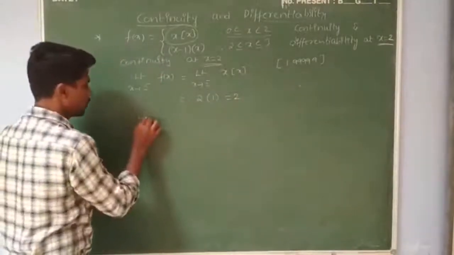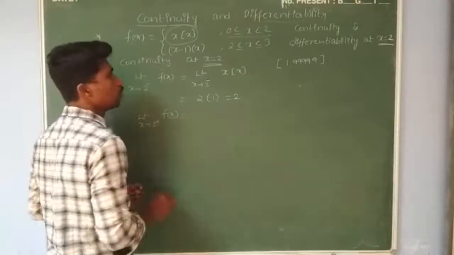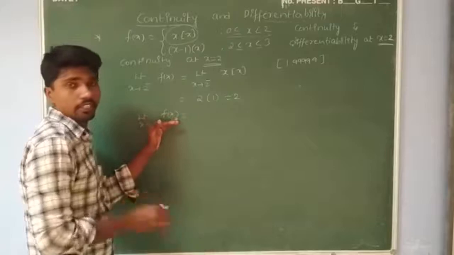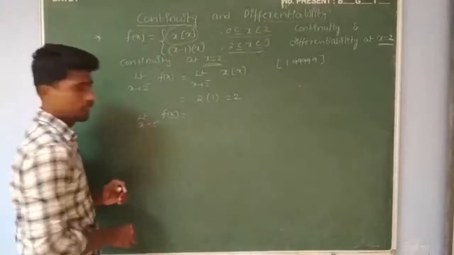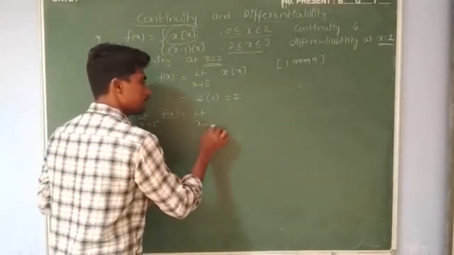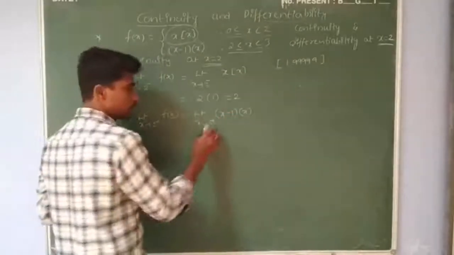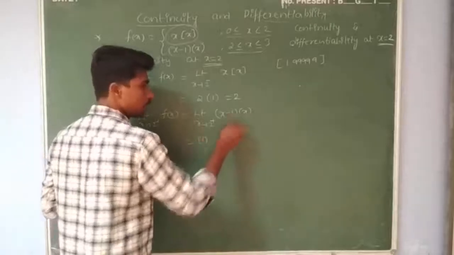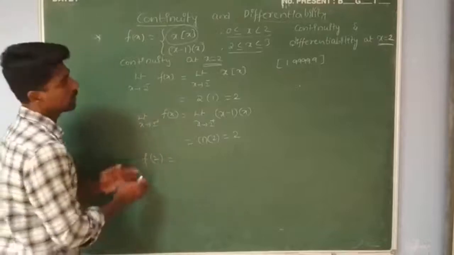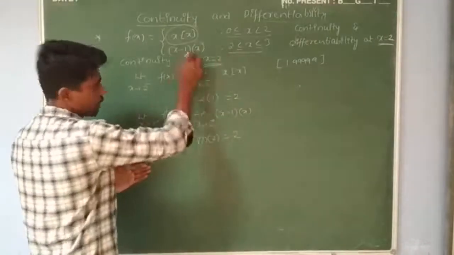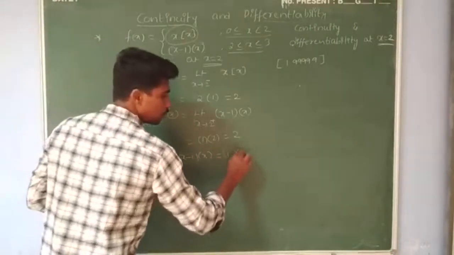Now right limit: x tending to 2 plus f of x, approaching this particular function from the right side, which is this interval where the function is x minus 1 into x. So limit x tending to 2 plus of x minus 1 into x. Substitute the value: 2 minus 1 into 2, that is 1 into 2. Now what is the value of f of 2? The function for 2 is defined as x minus 1 into x, which is 1 into 2.